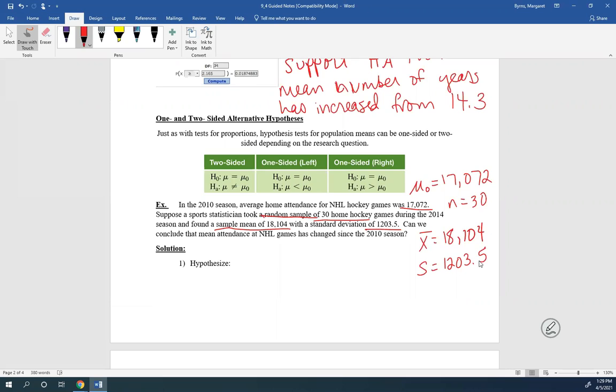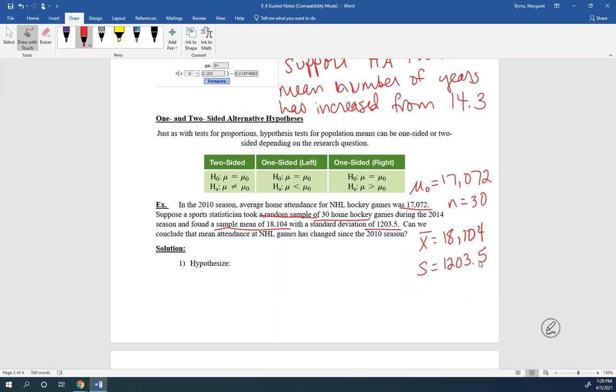Now, it could be a situation where they don't give you this information outright. Maybe it's a smaller sample. Maybe it's where I give you a bunch of data and you've got to calculate the sample mean and the sample standard deviation. You'd probably use StatCrunch to figure that out. I'm not going to ask you to do that by hand. But when they give you the sample mean and the sample standard deviation, it makes it a little bit easier because you've got that information readily available and you can go ahead and run your test based on that.